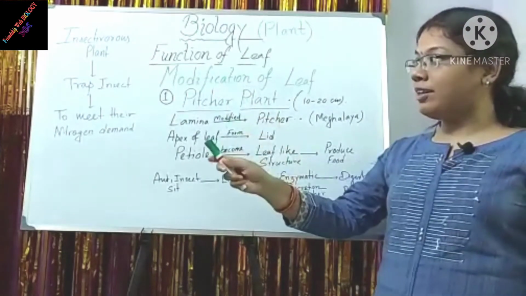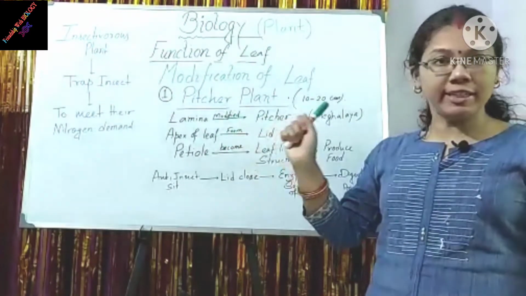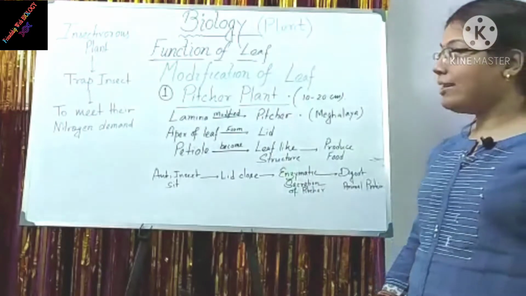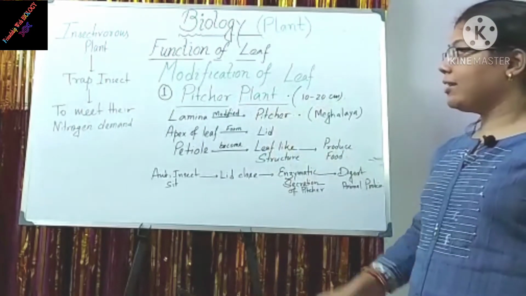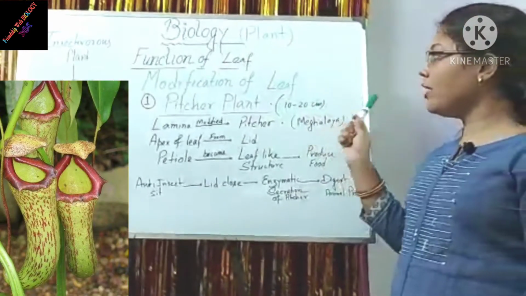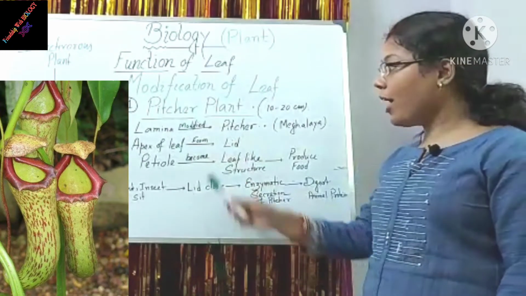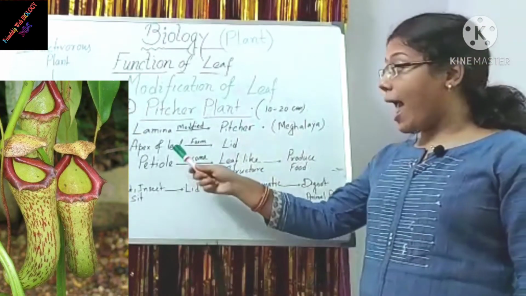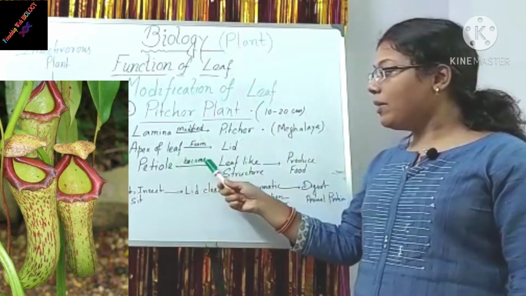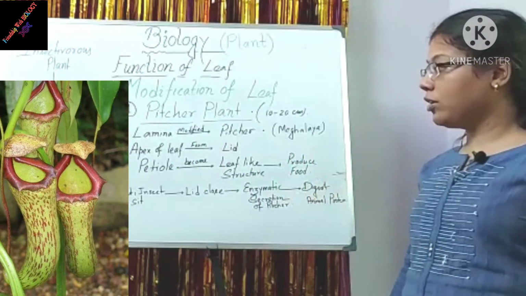Insectivorous plants trap insects to meet the nitrogen demand. So, the first insectivorous plant is pitcher plant. This pitcher plant size varies from 10 to 20 centimeter. Here the lamina is modified into pitcher and the apex of leaf forms lid. Petiole becomes a leaf-like structure to produce food.